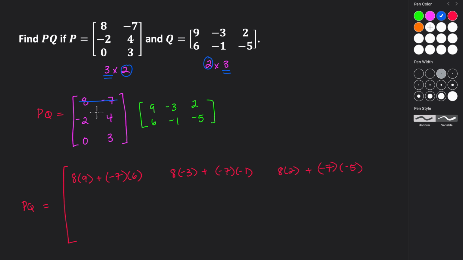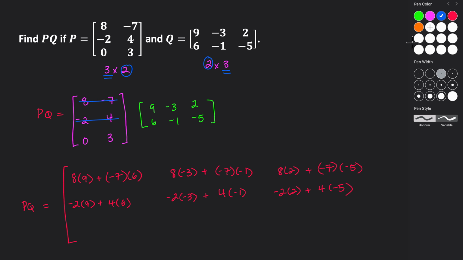For the second row, we're going to take the second row and then multiply down each column. So we have -2 times 9 plus 4 times 6. Then we'll do -2 times -3 plus 4 times -1. And then we'll do -2 times 2 plus 4 times -5. And we're done with this second row.